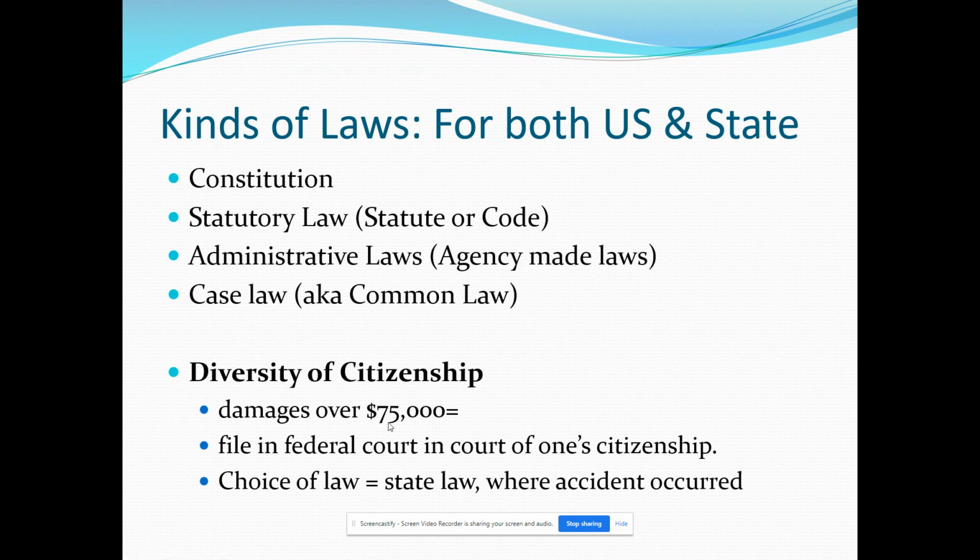Even if it is a state law issue, you try to figure out what court you're going to file in. So traditionally, if it's a federal issue, you file in federal court. If it's a state law issue, you file in state court. However, if the two parties are from different states, they call that diversity of citizenship, and the damages are greater than $75,000, you can file in federal court, in the federal court that you reside in if you're the plaintiff. But the law that's applied here is not going to be federal law. It's going to be the state law where the incident occurred.